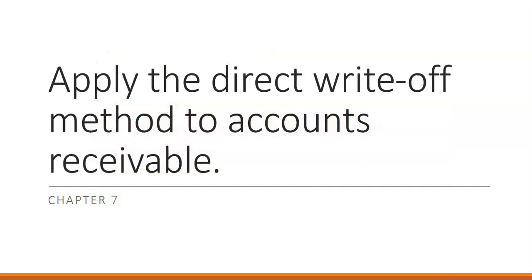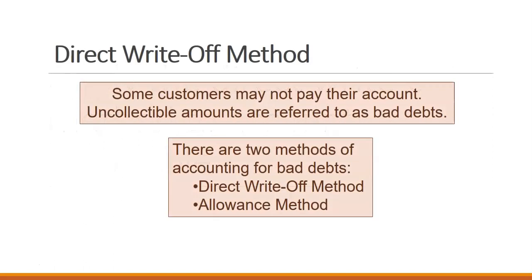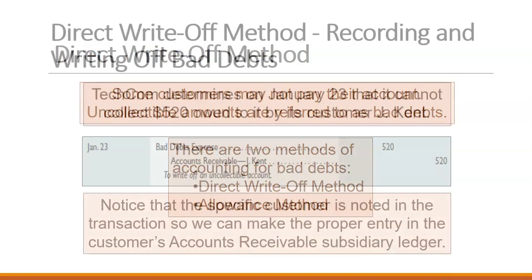Next, we're going to talk about what happens when people don't pay their accounts receivable amounts to companies. Some customers do not pay their accounts, and those are called bad debts. We then have two methods of accounting for bad debts: the direct write-off method and the allowance method.